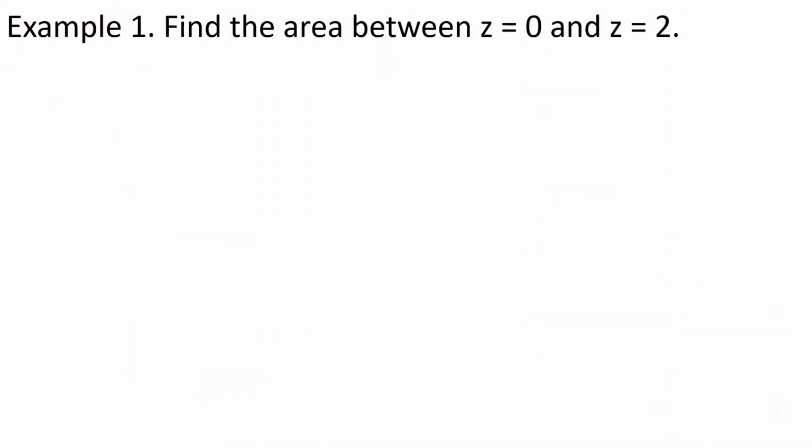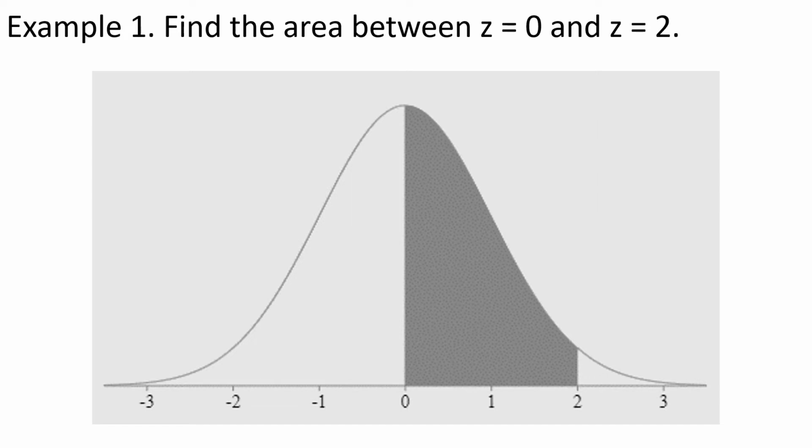Example 1. Find the area between z equals 0 and z equals 2. That means, in a normal curve, we need to find the area of this shaded region, from z equals 0 up to z equals 2. In order for us to find the area of this shaded region, we need to use a z-table. And before I show you the z-table, take note that the z-table gives us the corresponding area from z equals 0 up to another z value.